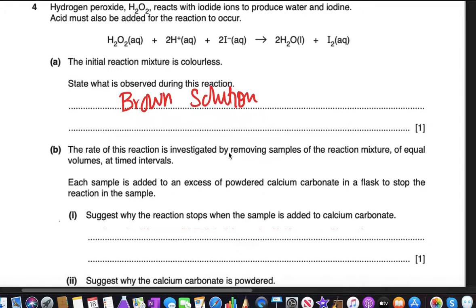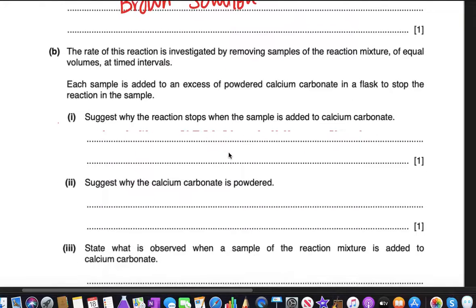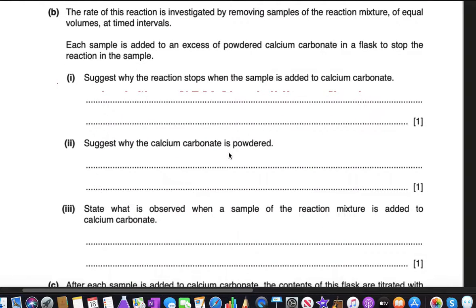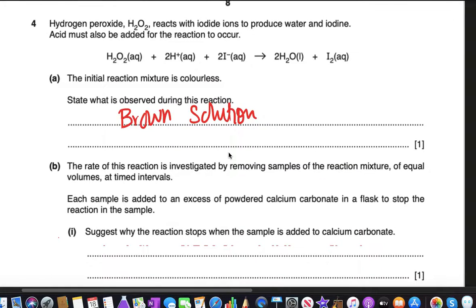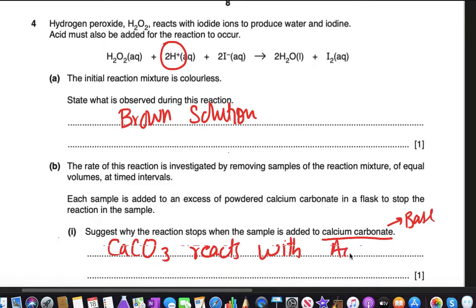The rate of this reaction is investigated by removing a sample of the reaction mixture of equal volume at time intervals. Suggest why the reaction stops when the sample is added to the calcium carbonate. If you add calcium carbonate into the sample, acid is present in the sample and calcium carbonate is a base. So calcium carbonate reacts with acid. As a result, the reaction will stop because acid is necessary in this reaction. So the answer would be: calcium carbonate reacts with acid.